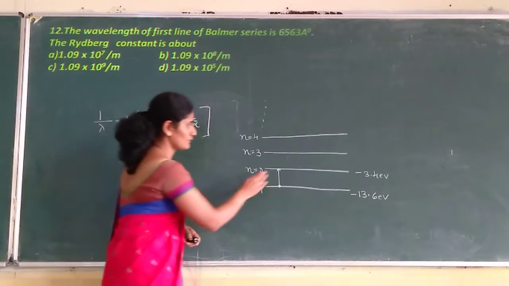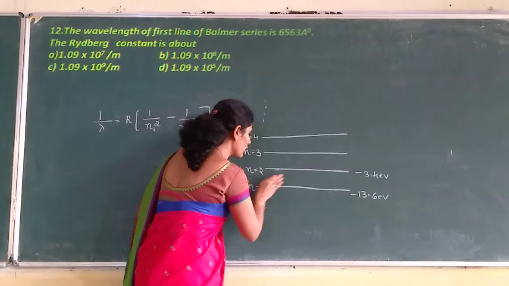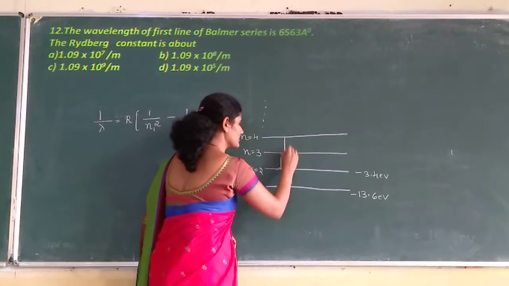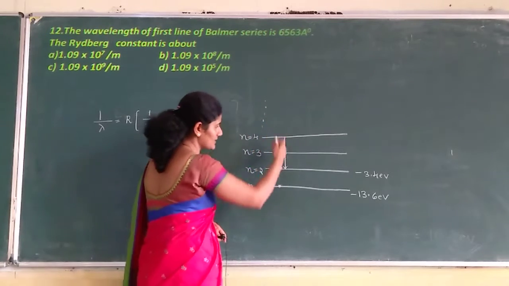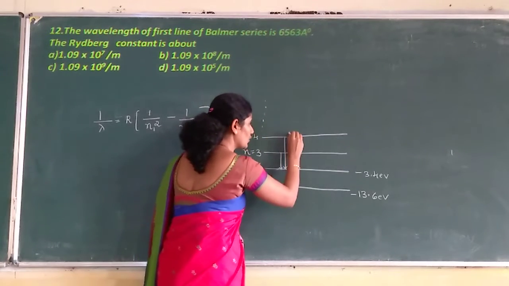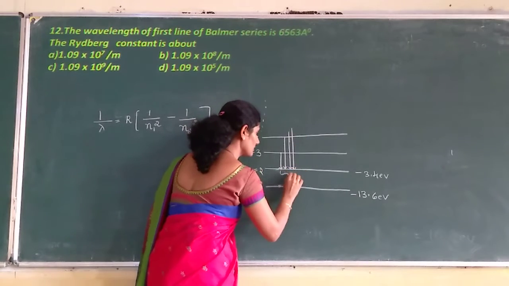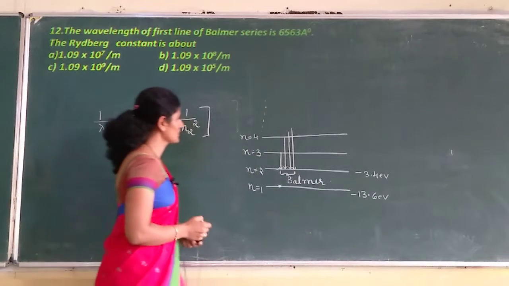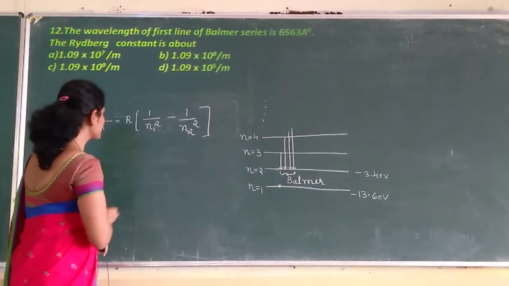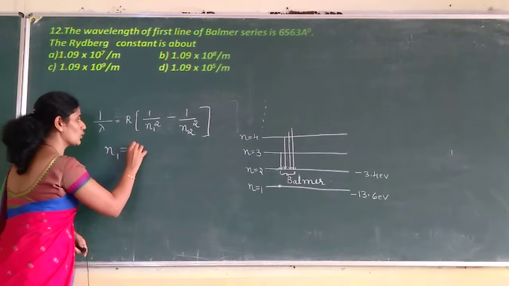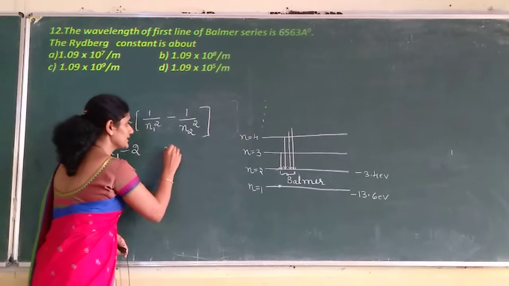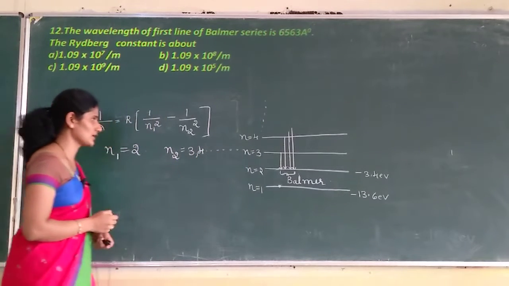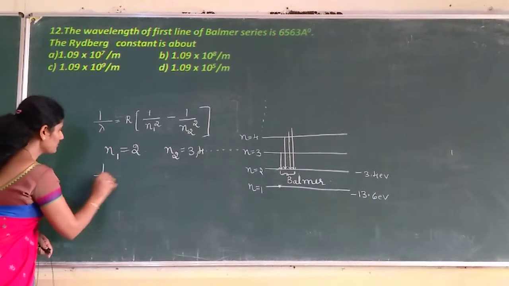For the Balmer series, the landing orbit is n is equal to 2. All the electrons make a transition from higher energy to n equal to 2. So this is the Balmer series. For the Balmer series, n1 is always equal to 2 and n2 varies from 3, 4, 5, 6, etc.